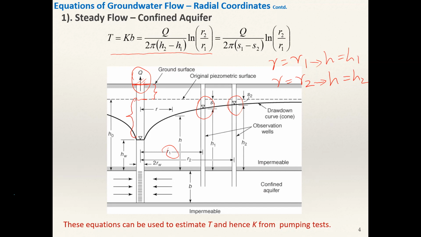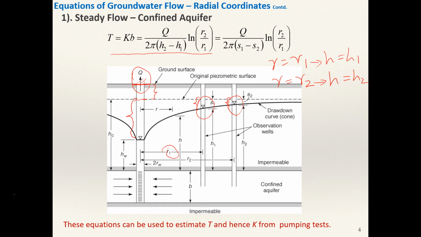This is called the drawdown. So you see, this is the drawdown for this well. This is the drawdown for this well. Drawdown is what? That is the depth from the original groundwater flow level to the current groundwater level in the well. That is the drawdown. Right? In other words, the change of the piezometric level because of the pumping.